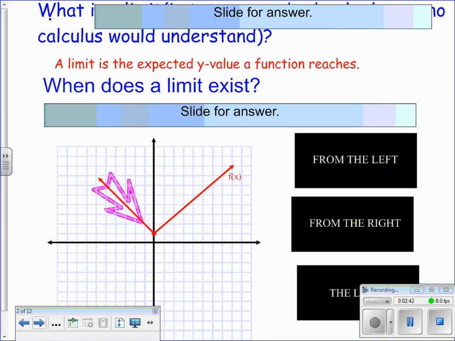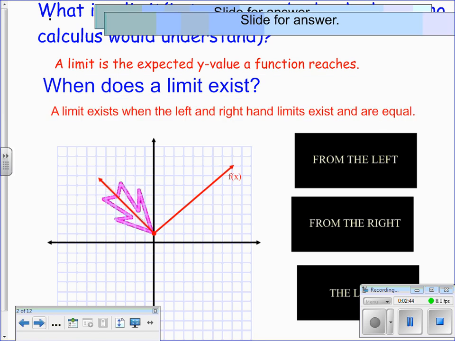When does a limit exist? A limit exists if the left and right hand limits exist and are equal. You can do one-sided limits, and the limit from both directions has to be the same thing.